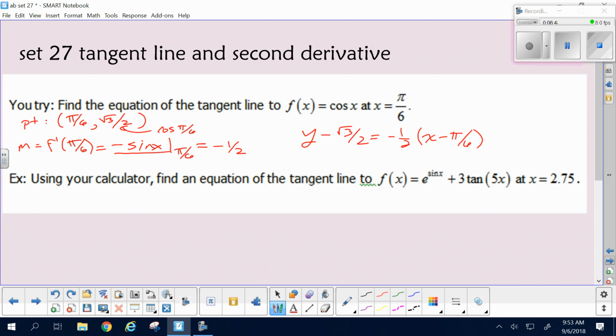Okay, cool. All right, would you get out your calculator, please? Let's practice doing this in a calculator kind of deal. I need to open up my calculator.